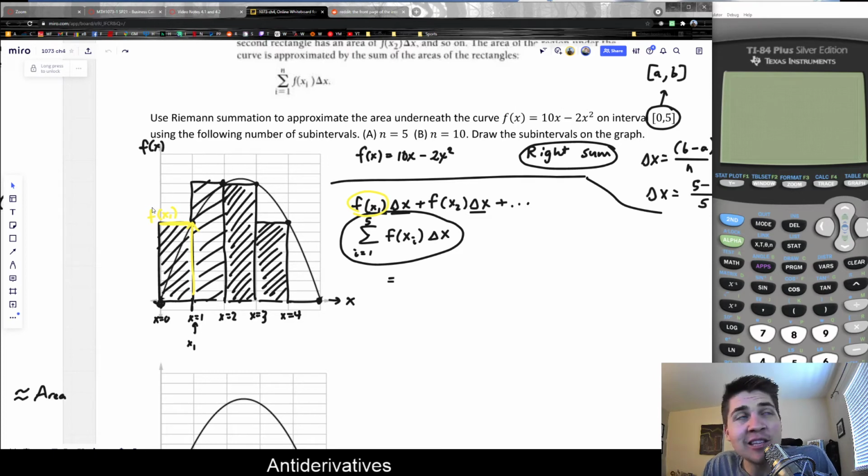And again, usually this is not going to happen coincidentally, but essentially you need to figure out what f of 1 is and multiply that by delta x. And then for the second height value, the value of the second rectangle, it would be right here that determines this.